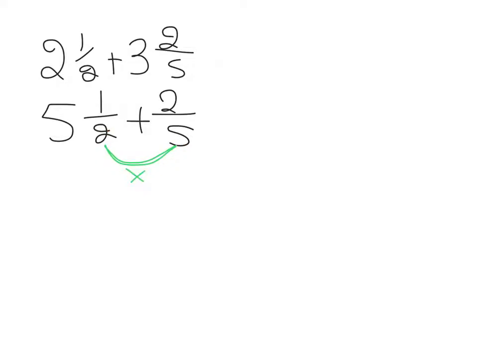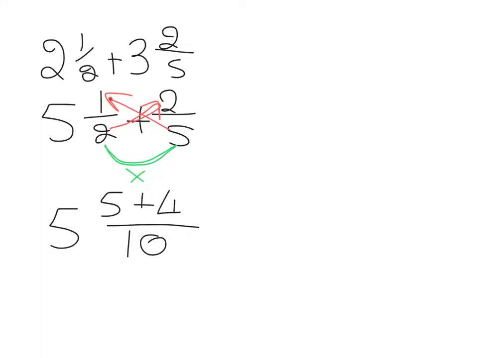So 2 times 5 is 10, our new bottom number is going to be 10. Then we're going to do our kiss, which is multiplying across. So we'll get 5 times 1, which is 5. 2 times 2, which is 4. Now we've got our bottom number the same, we can just go ahead and add. So we're going to have 5 and 9/10.